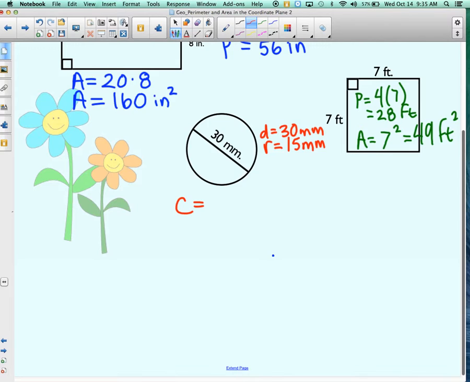2 r pi or d pi. So 2 times the radius times pi, or, since I have diameter, diameter times pi. Okay? So since it's diameter times pi, we're going to leave this in terms of pi. That's all I want you to write: 30 pi millimeters. I don't want you to type in 3.14 or hit the pi button. I just want 30 pi. As we continue through this semester and even into next semester, we're going to leave things in terms of pi, which means that essentially you're going to do all the math beforehand and stick pi at the end.